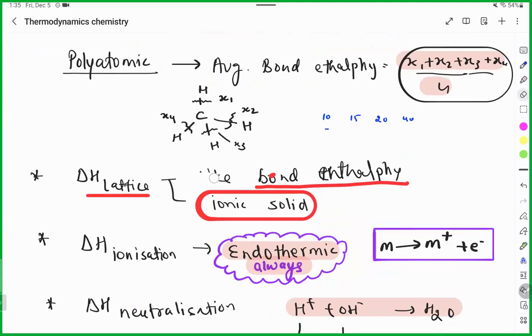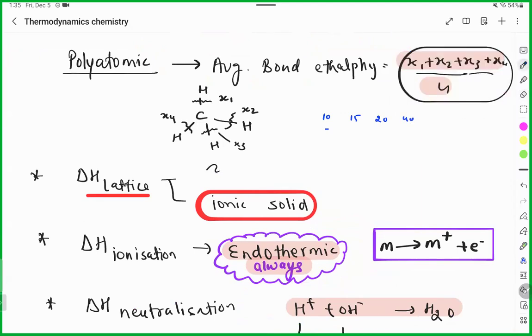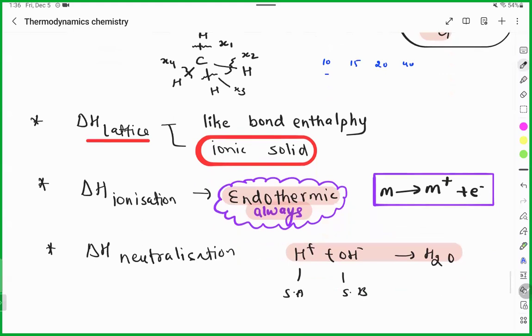Same thing. So this lattice enthalpy is almost like bond enthalpy. It is how much energy you require to break the bond, but in an ionic solid like NaCl, into gaseous material. Like bond enthalpy, but in the case of an ionic solid.